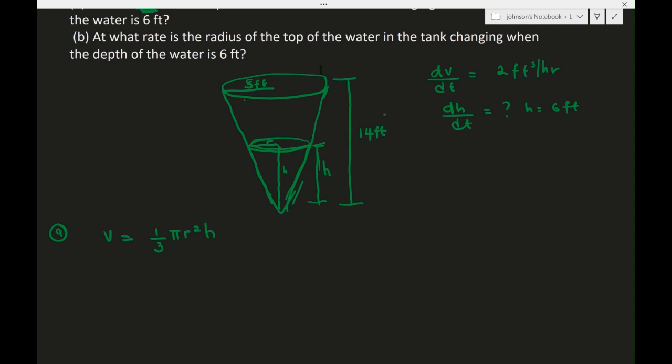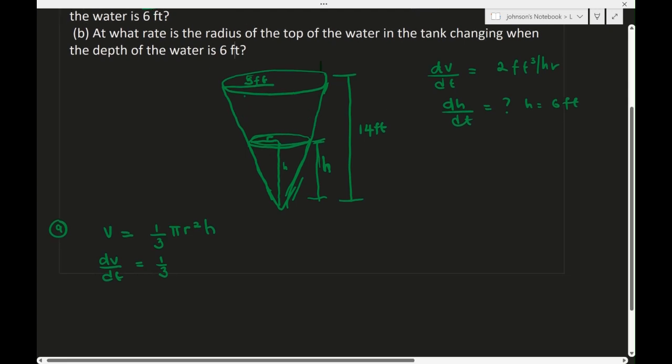Now, if you differentiate this with respect to t, you'll have 1/3. But here we'll have two things changing, the height and the radius, because as the water increases here, the radius will be changing and the height will also be changing. For example, if the water gets here, you see the radius will change. So it's better we write it as a function of only one variable. And how do we do that?